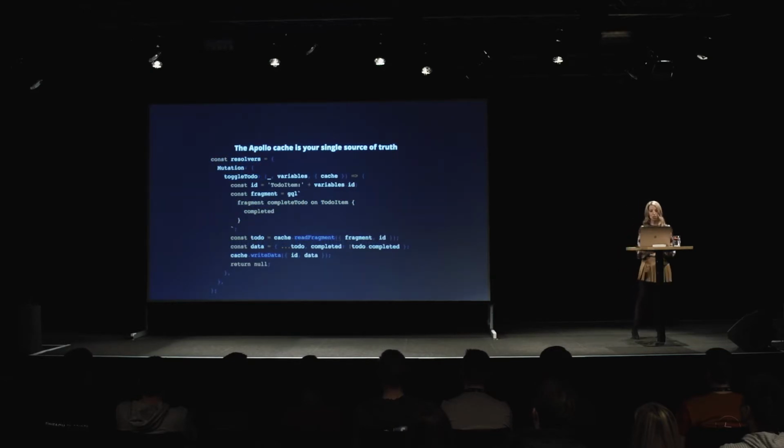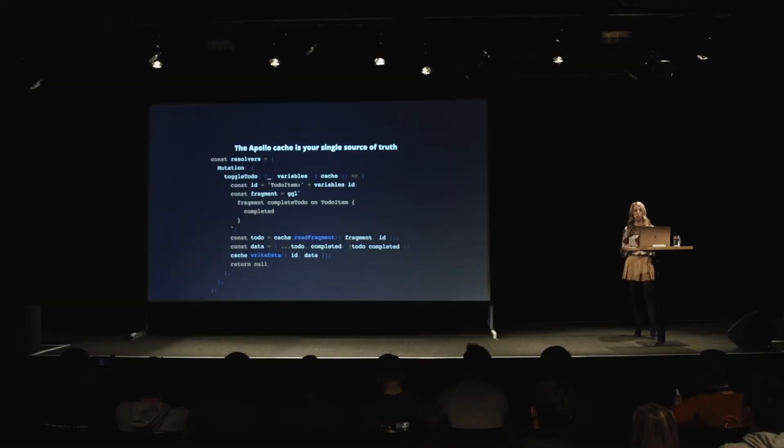So here's what this looks like on the client. When you manage state in Apollo, your Apollo cache becomes your single source of truth. Let's break down what's happening here. We have this toggle to-do mutation, and it receives the root value, any arguments to the mutation, and then also the cache on the context.